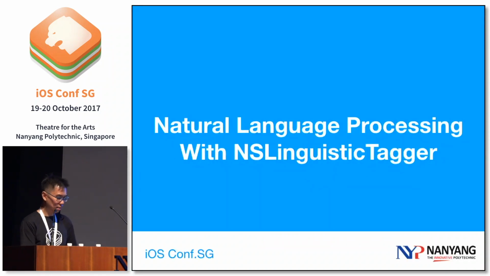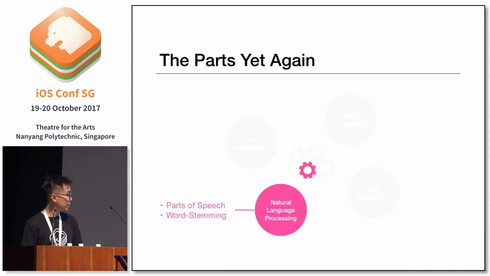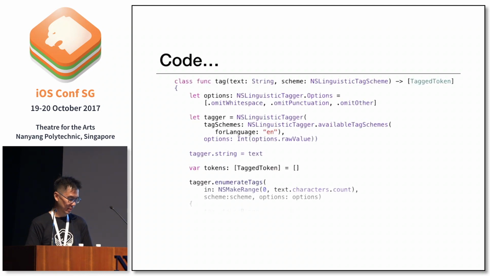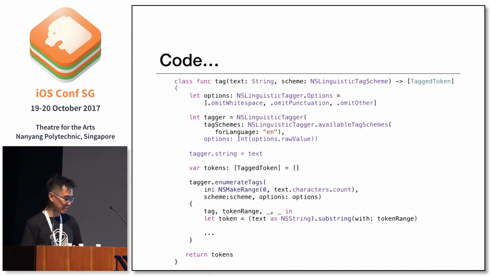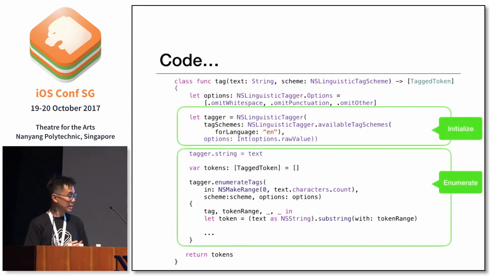Let's talk about natural language processing with this NSLinguisticTagger. Now, what NSLinguisticTagger is, it offers us a means to parse any sentence, to identify parts of speech, or to extract word stems, okay, from all words in a sentence. Now, this is the code that initializes and calls your linguistic tagger. This part initializes the tagger. This part calls on the tagger to analyze and return results to the handler.